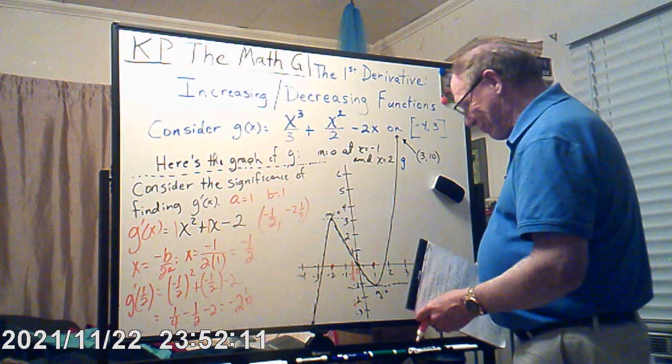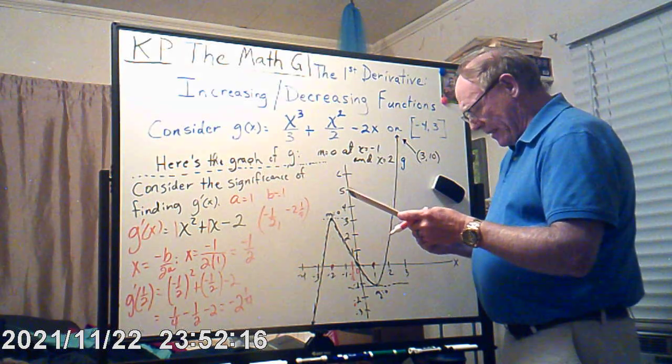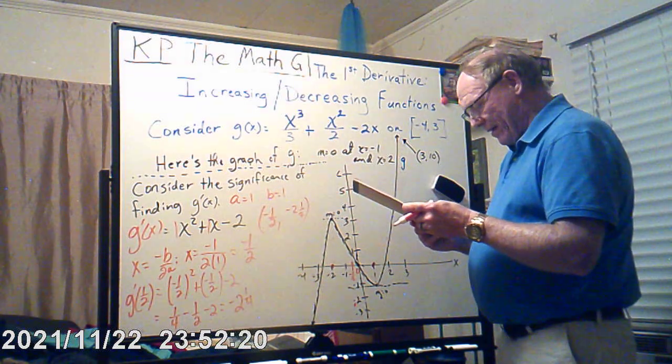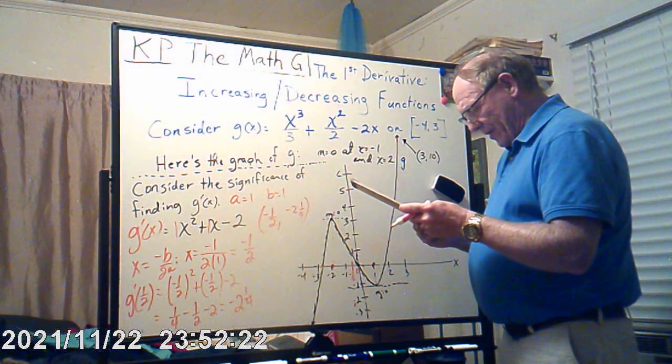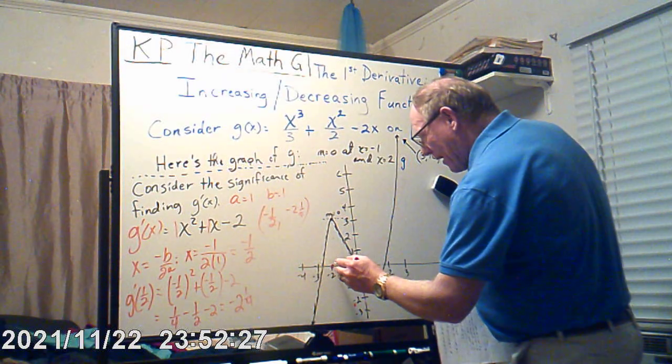Okay, so we could probably put up another couple of points. I did find some more, well, I thought I did anyway. I want to say that at negative 3, I got 4.